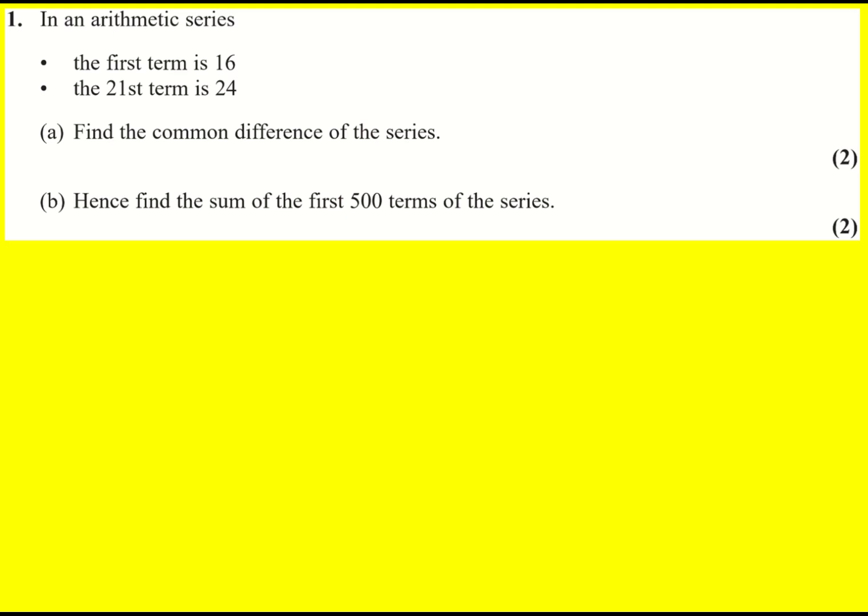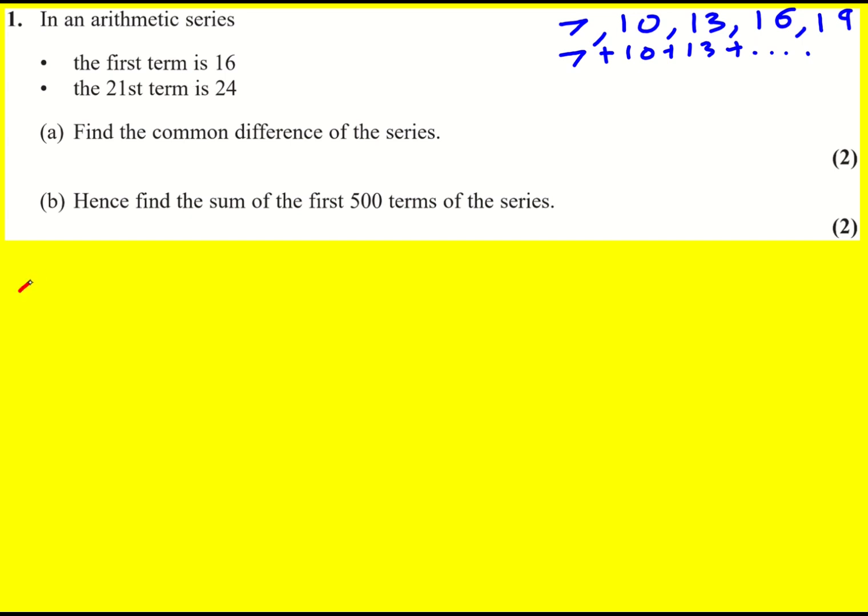Given an arithmetic series, the first term is 16, the 21st is 24. Now, an arithmetic sequence is when you are just going up by the same amount every time. So maybe I'm going up by 3, and I have this sequence. The series is then when you start adding the terms together. So in our case, we've got 16, and the 21st term is 24.